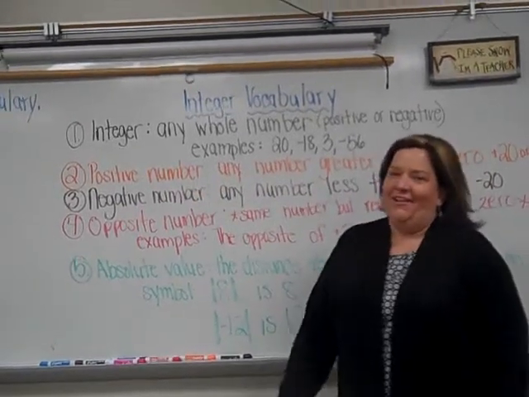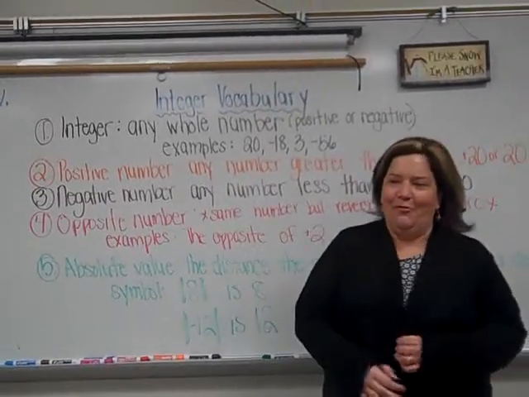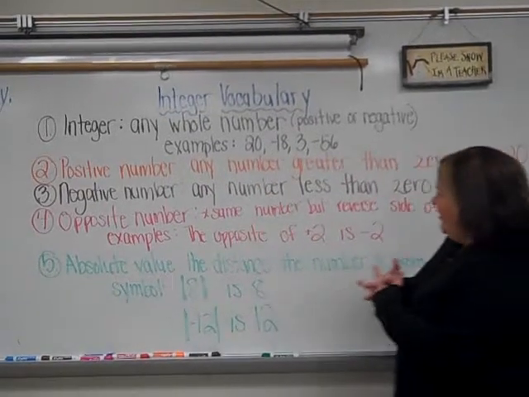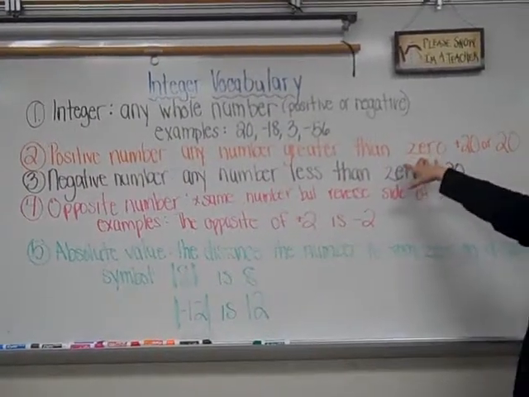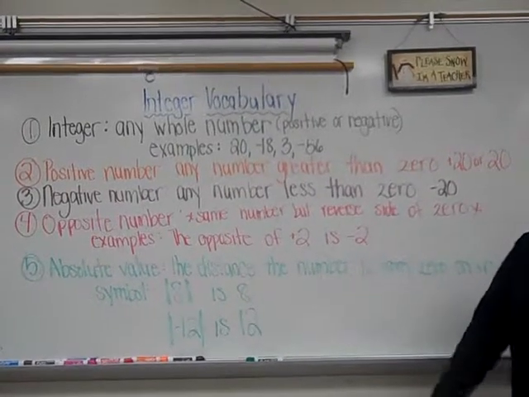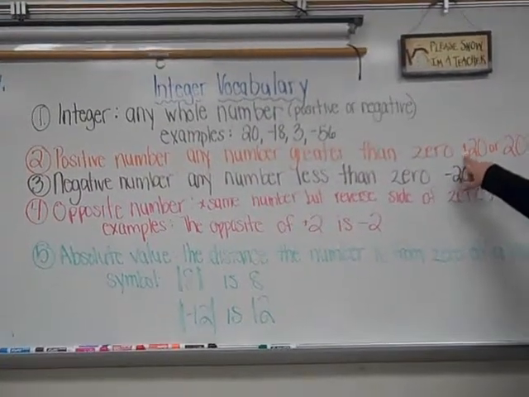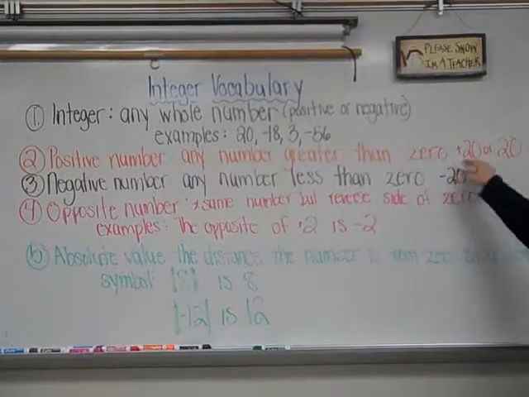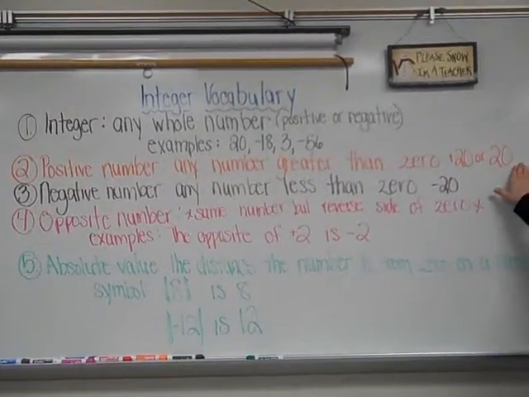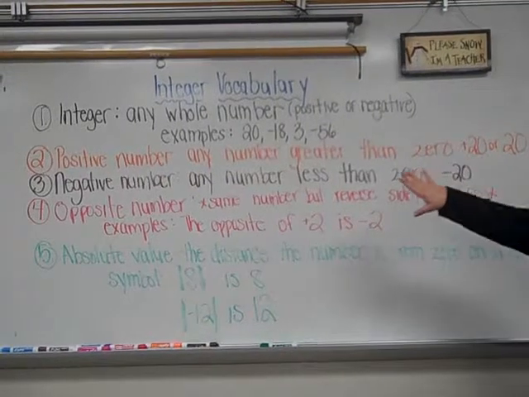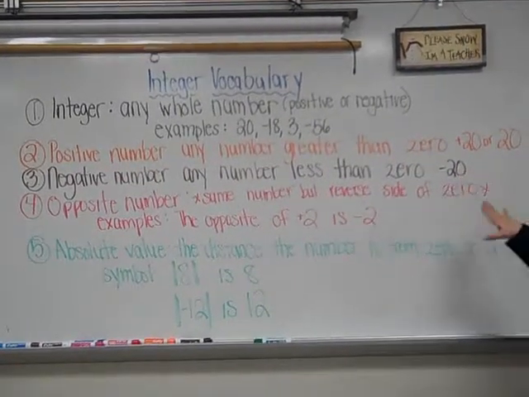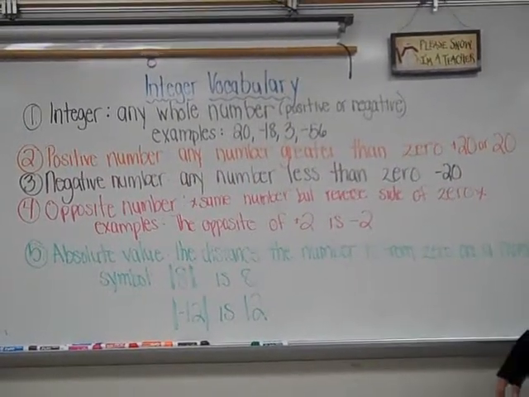The next vocabulary word in orange is positive number. A positive number is any number that's greater than 0. Students, it could be shown with a positive sign or no sign at all. So, a positive number is any number greater than 0.